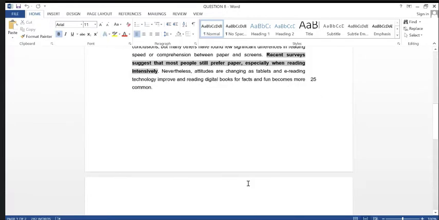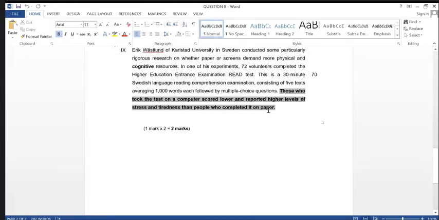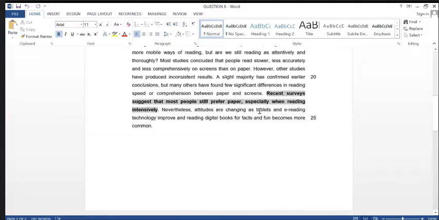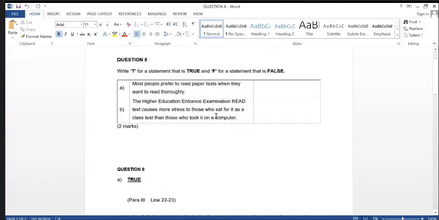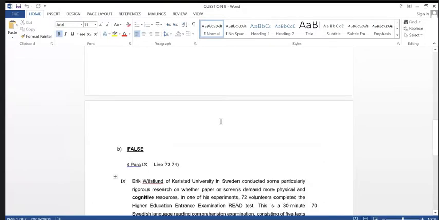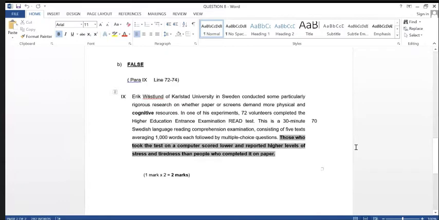Ayat original tak ada class test. Cuma dia kata on paper. Tapi you faham, on paper adalah yang ambil dalam kelas as a class test. Okay, compared than those who took it on a computer. Okay, kalau original dia kata computer yang higher level, paper lower level of stress.